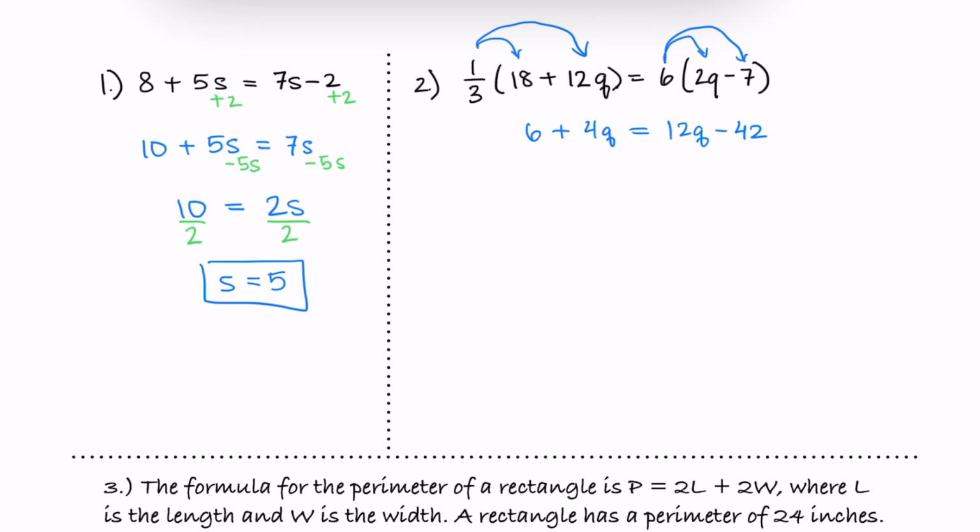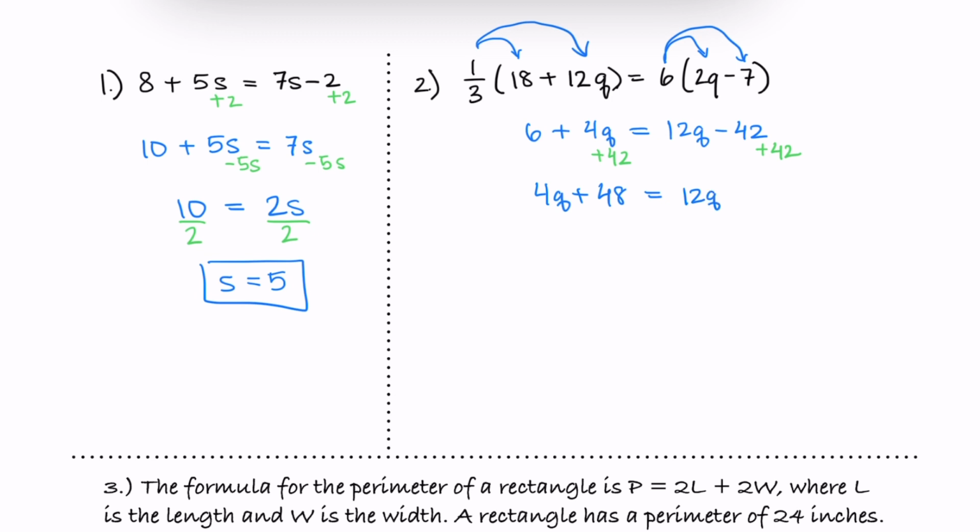And now this is where we're going to start trying to isolate q. So in order to isolate this 12q first, I'm going to get rid of the negative 42. So that just means I'm going to add 42 to both sides. And 6 plus 42 gives us 48. So here we have 4q plus 48 is equal to 12q.